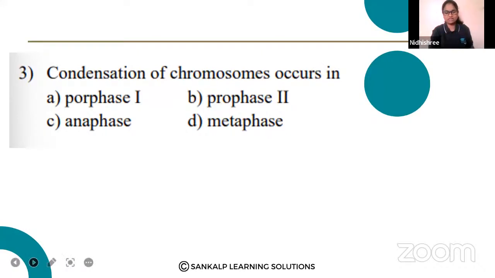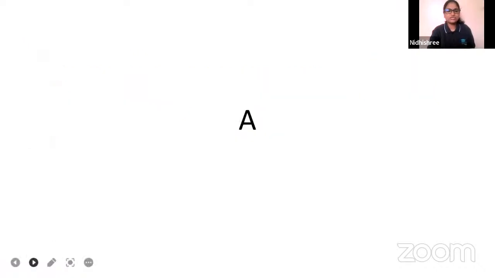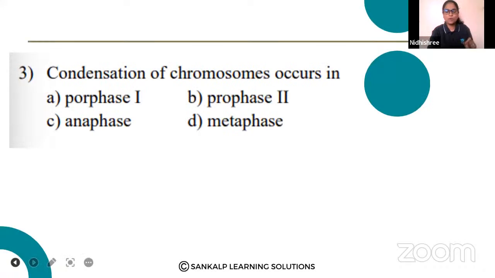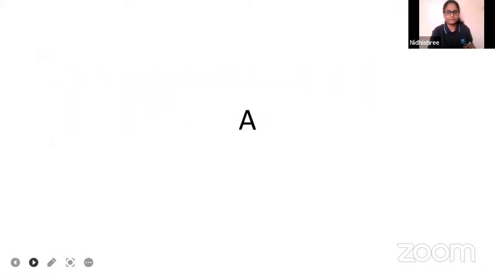They asked about condensation of chromosomes. That is chromatin, the thread-like structures, thickening, it will become the chromosomes. Okay, fine, Lohit. So let us check the answer. The right answer is option A, that is prophase 1.